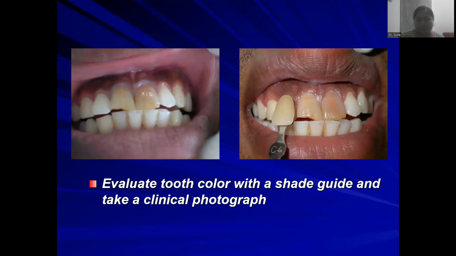Here we can see a patient with a discolored tooth. These both incisors are discolored. So first you can evaluate the tooth color with a shade guide and take a clinical photograph, so that later you can use this as a reference once the color is changed. You can also use it as an education tool for the patient to show the change, what has happened.